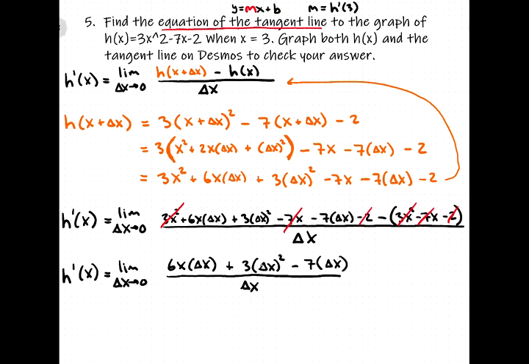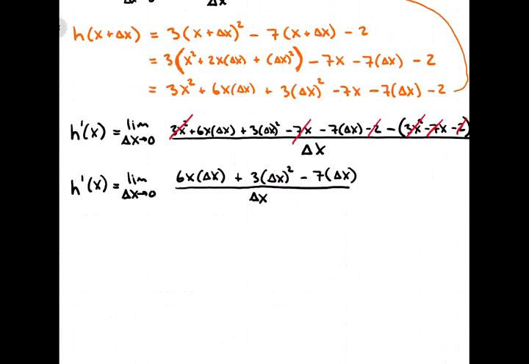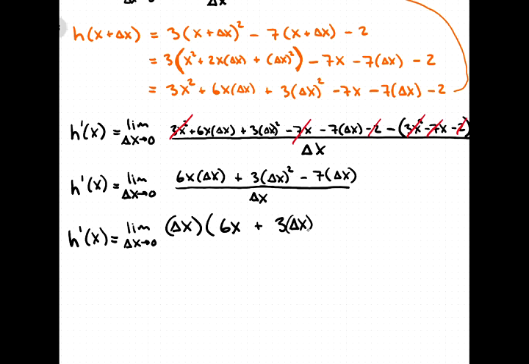Now, every term in the numerator has a delta x. So let's factor that out so we can cancel the delta x on the bottom. So h prime of x is equal to the limit as delta x goes to 0 of delta x, which we're factoring out on top. So we're left with 6x from the first term. We're left with the 3 and one of those delta x's from the middle term. And if we factor out that last delta x, there's a minus 7.